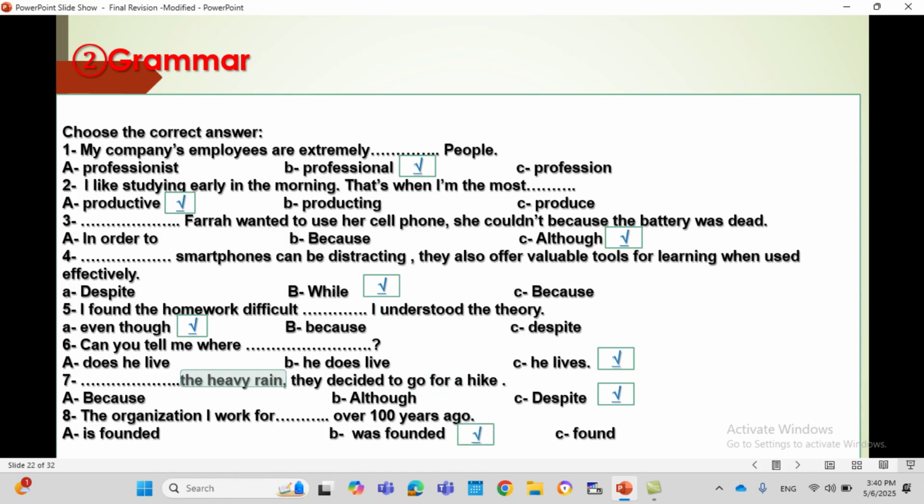was founded. But why did we use was founded? Simply because this happened 100 years ago. So we cannot say is founded. The organization I worked for was established over 100 years ago. This happened in the past, and as I told you, this is a passive form because the organization cannot be a subject. It is an object, because an organization cannot establish itself.